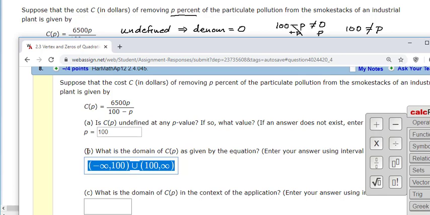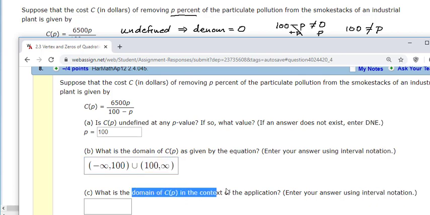However, there are keyboard shortcuts. Parenthesis, negative. In WebAssign, if you just type in infinity, it will put the symbol in for you, to 100. And then union, you could just type in the word union. There it is, 100 to infinity.